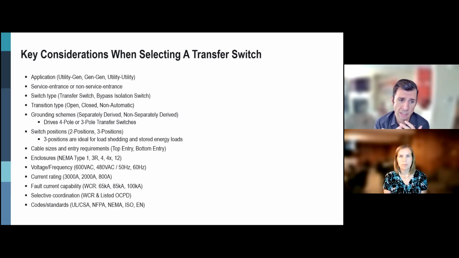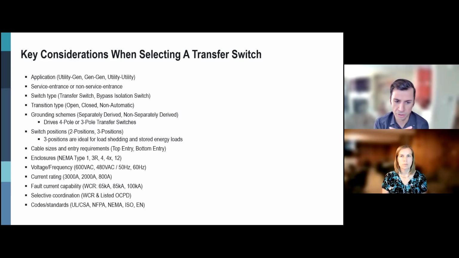The grounding scheme is very important, not just for effectively detecting ground, but also because that drives whether we need to go with a 3-pole transfer switch or a 4-pole transfer switch. And then there's the switch position. Typical positions are 2 position or 3 position, and that means where are we connected? Are we connected to source 1 or source 2 for a 2 position, or are we in this middle position called a neutral position, or the load shed position? I'll talk about that a little bit.